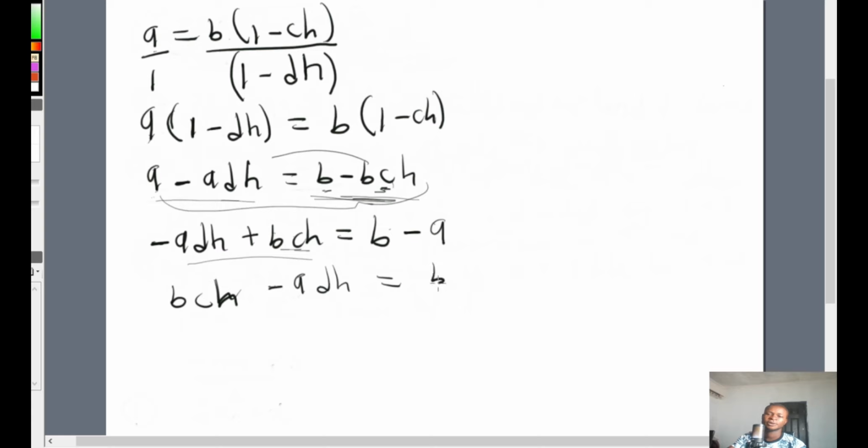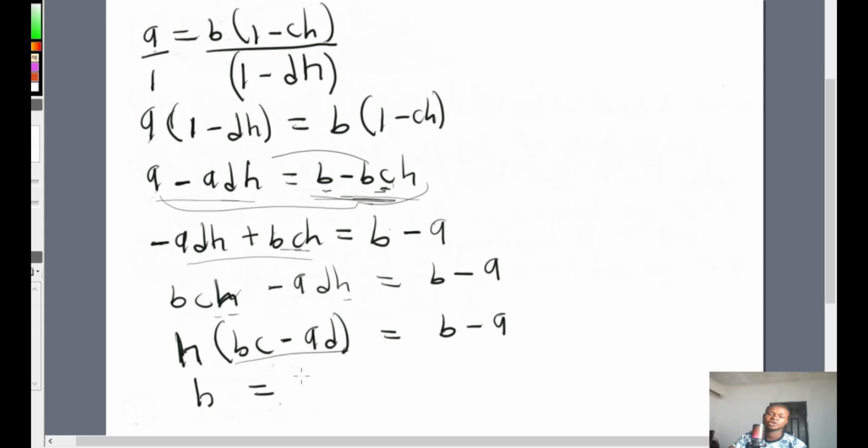So here we have b minus a. We can see that what is common to both sides is h, so we can make h the subject of the formula. We have h open bracket bc minus ad, equal to b minus a. Now we can divide both sides by the coefficient of h, which is this guy here. So now we have h equals b minus a all over bc minus ad.